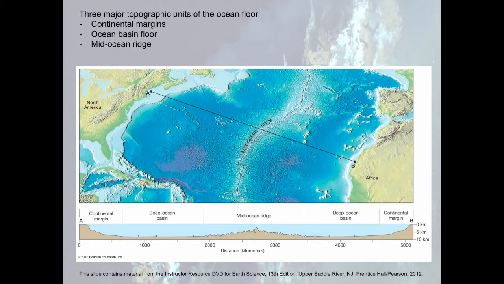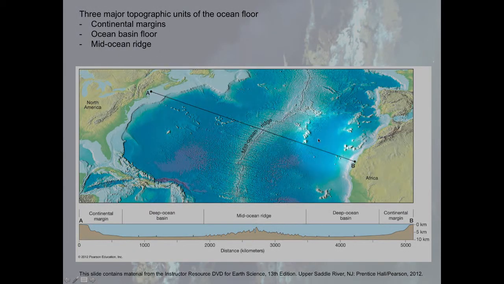If you look at a cross-section, this is a representative cross-section from the north coast of North America, it looks like somewhere up near Maine, to the northwest coast of Africa, A to B. If we looked at that in three-dimensional cross-section, we can see the edge of the continent at A. Continental margin is the transition from continental to oceanic crust. The deep ocean basin is usually some of the deepest parts of the ocean, although there are deeper parts, and we'll learn about those in a minute.